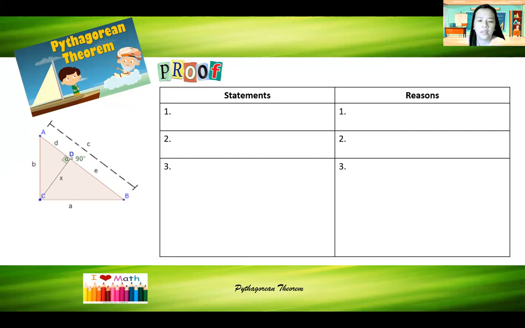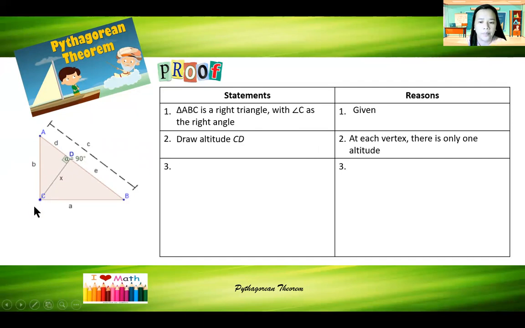Again, necessary concepts and principles in mathematics are needed. In this case, our first statement: triangle ABC is a right triangle with angle C as the right angle. So that is our given. Draw the altitude CD. So you have the altitude CD. At each vertex, there is only one altitude.